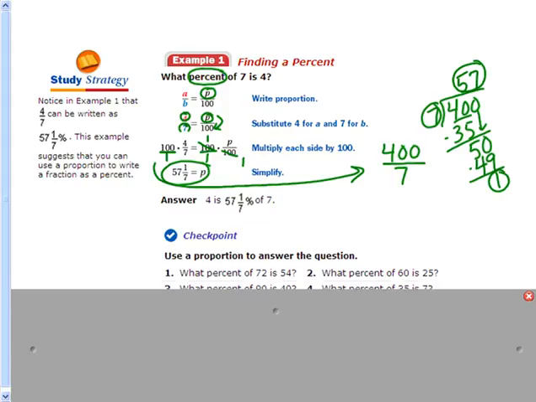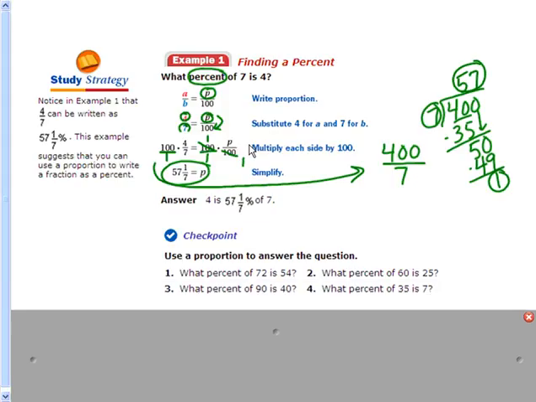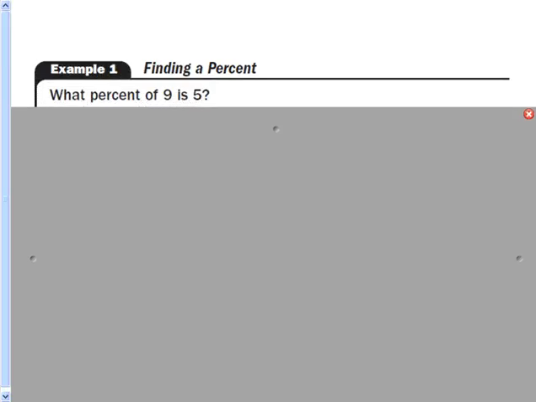Now, there are some checkpoint questions here, which you certainly could try. I'm going to go over to my note-taking guide, however, and see if I can work through example 1. It's just like what I saw in my book, just different numbers. The question is, what percent of 9 is 5?